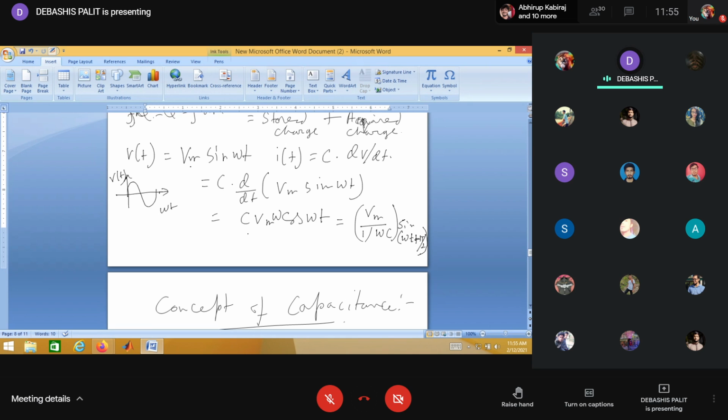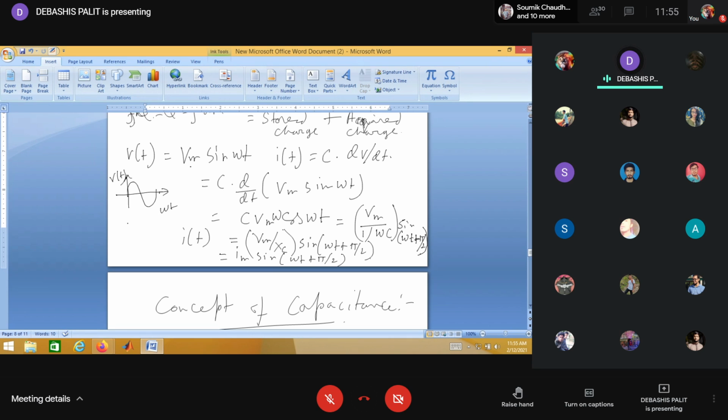So that means I is equal to Vm divided by Xc, where Xc is the capacitive reactance, into sine of omega t plus pi by 2. So if you consider this current i(t), that is i(t) is equal to I max into sine of omega t plus pi by 2.